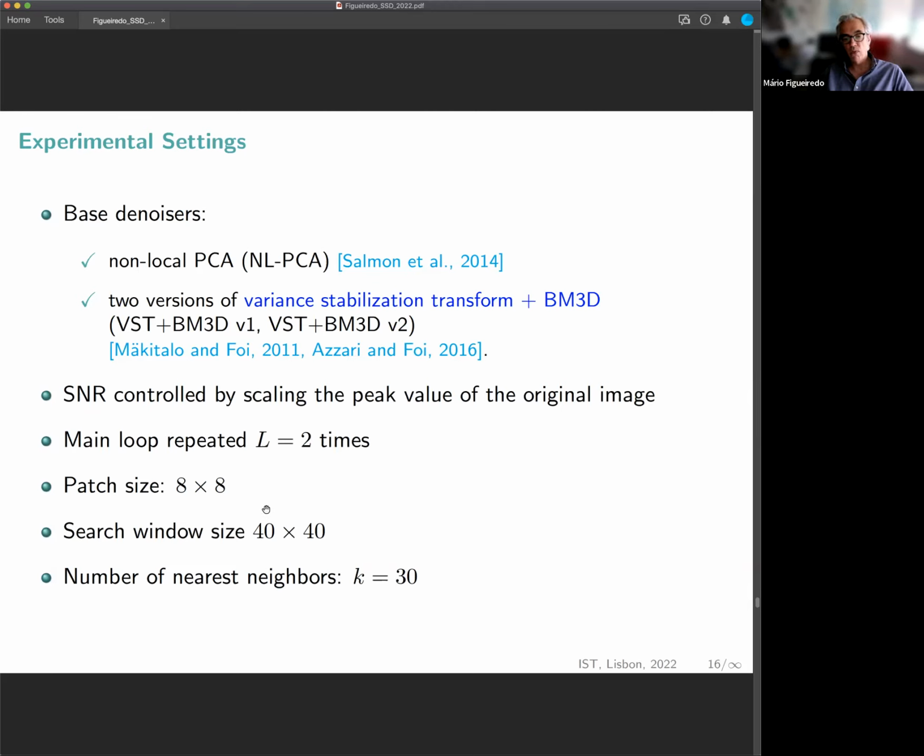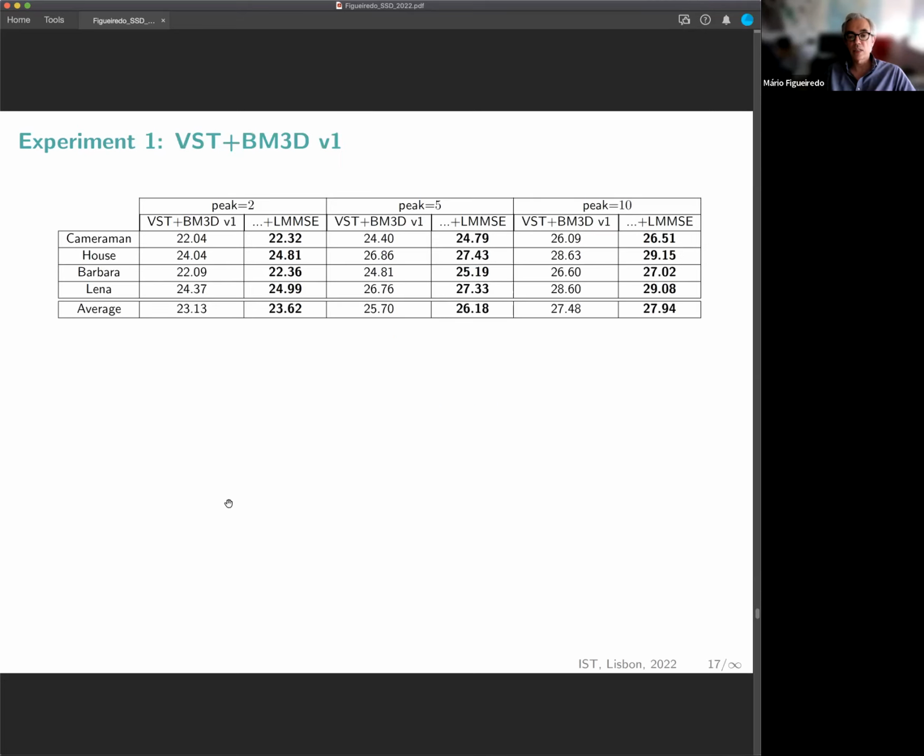So we find the k nearest patches inside a window of size 40 by 40, of patches of size 8 by 8, to estimate the mean and the covariance of each for denoising each group of patches. And here are the results. I'll show you images in a second. So the idea is this.